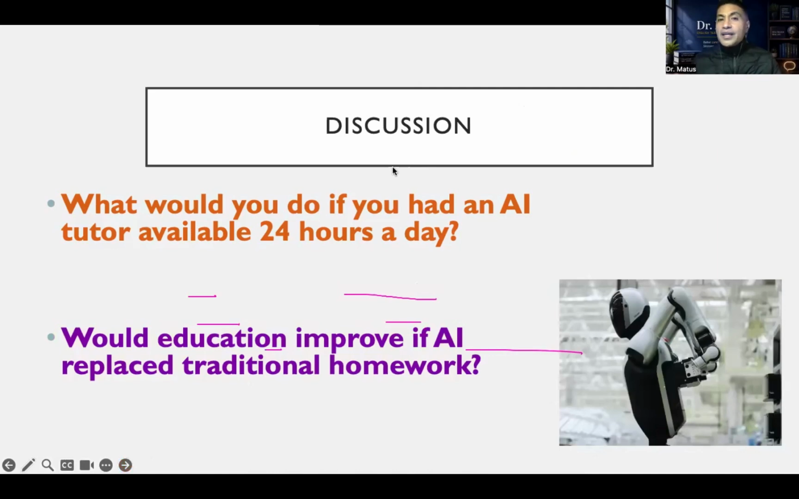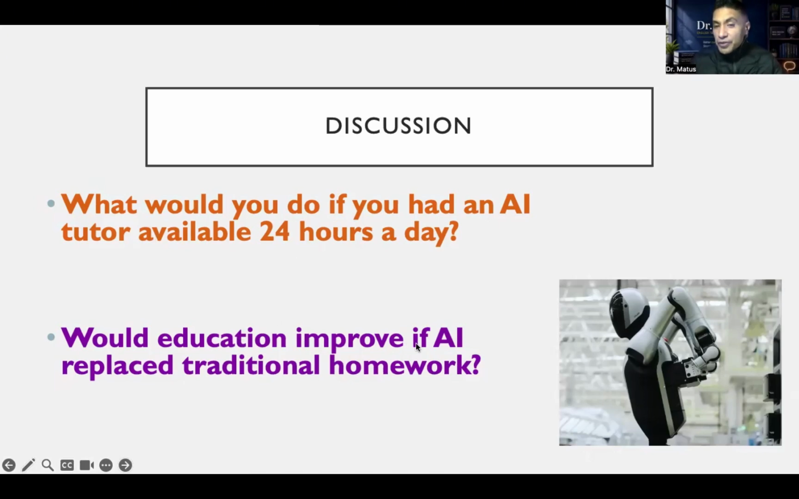Now, discussion. Okay, and here you have two questions that I want you to share. We've all heard about the robot now that has been working for 24/7, okay, and that is not comparable to a human being, and that used to be a hypothetical situation, now could be a reality, but we don't know about the future of education. So what would you do if you had an artificial intelligence tutor available 24 hours a day?